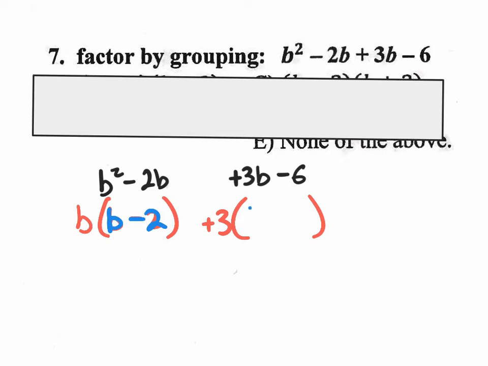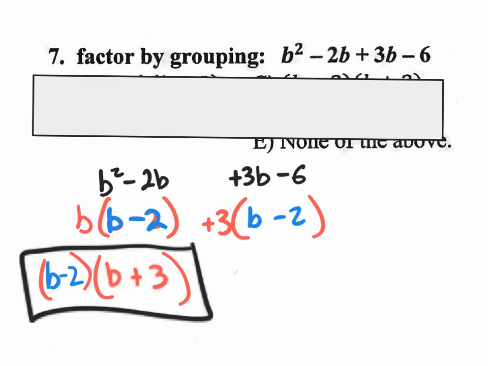And then I would also have a b minus 2 left over, which means that I have a b minus 2 in the first group, a b minus 2 in the second group. I could take those binomials and pull them out, factor them out, and place them in the front. B minus 2 out in the front. And what would be left over? The b right here and the plus 3, both of these guys are left over, so b plus 3 is inside the parentheses. And that would be your answer.